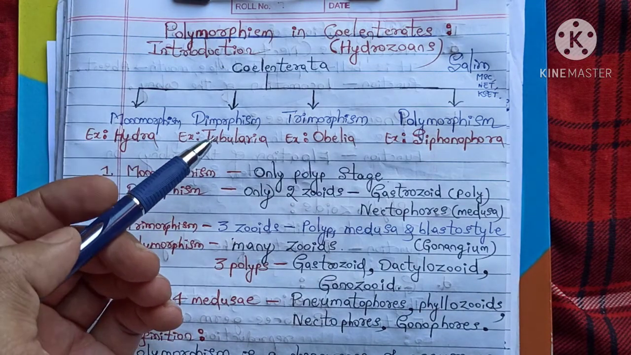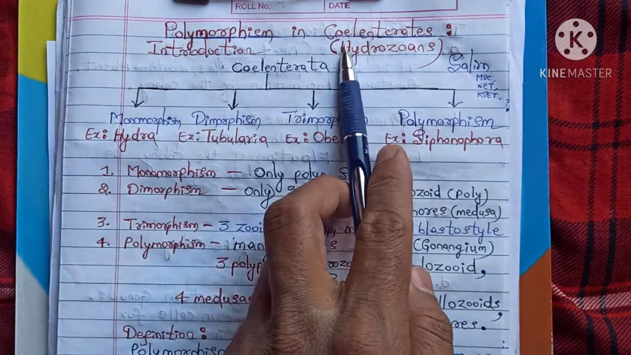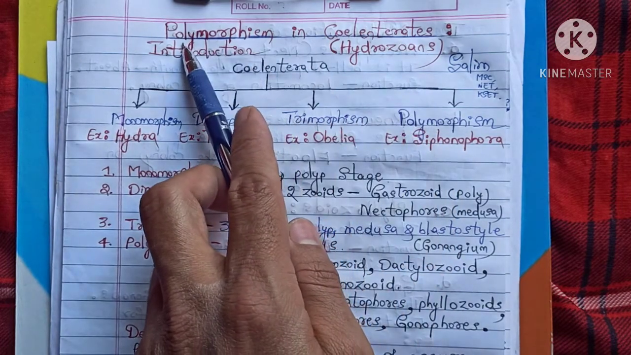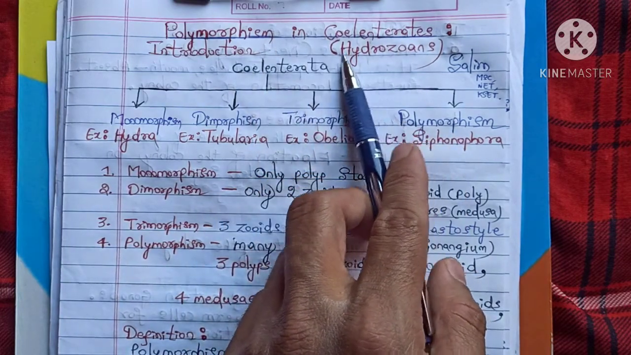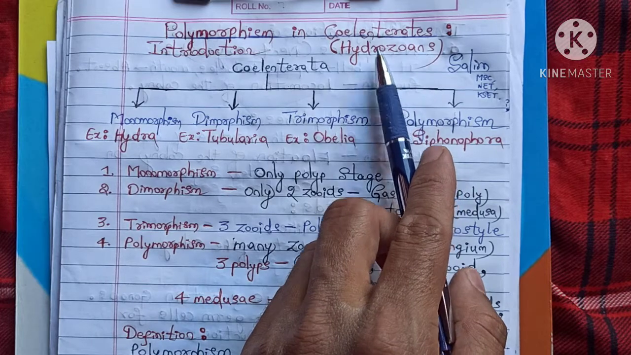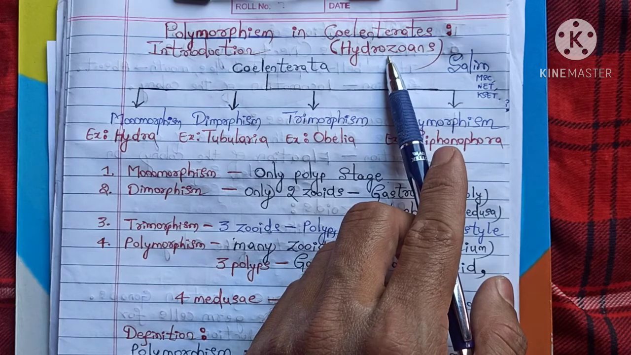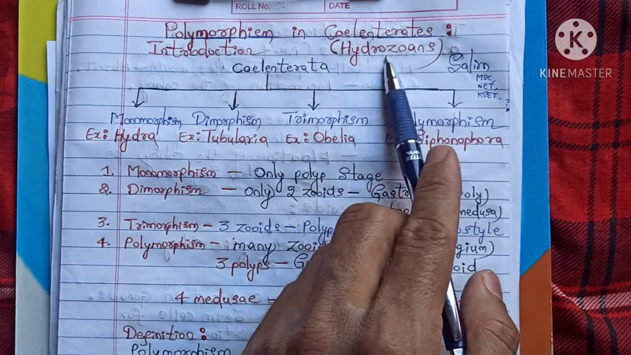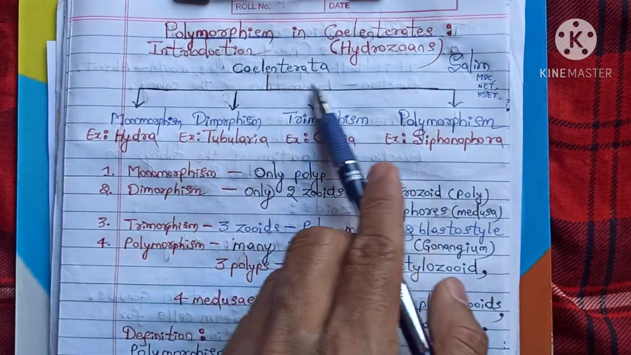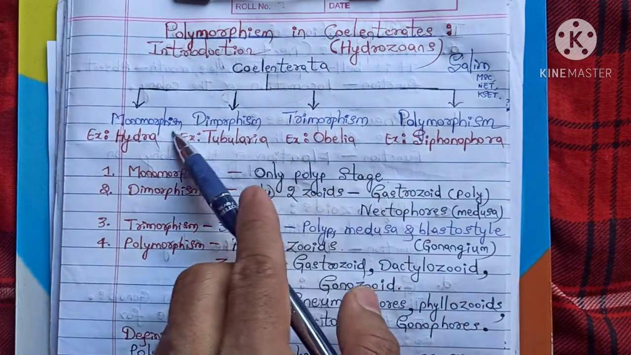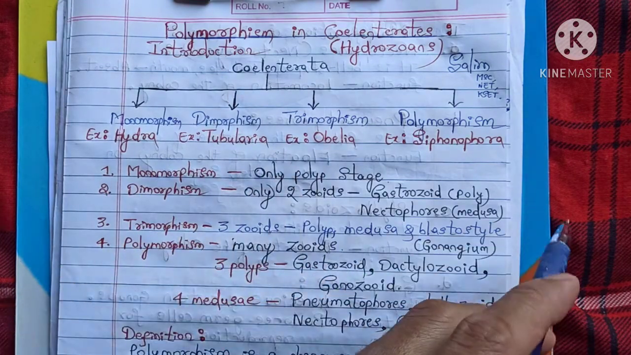I am Salim. Today we are going to study another very important concept of the phylum Coelenterates, that is polymorphism in Coelenterates. It is also known as polymorphism in hydrozoans. We know that the phylum Coelenterata has three important classes: Hydrozoa, Scyphozoa, Anthozoa. In that, particularly the class Hydrozoa shows polymorphism. Before going to polymorphism, let us try to understand some of the important types of coelenterates that show different types of morphological form.